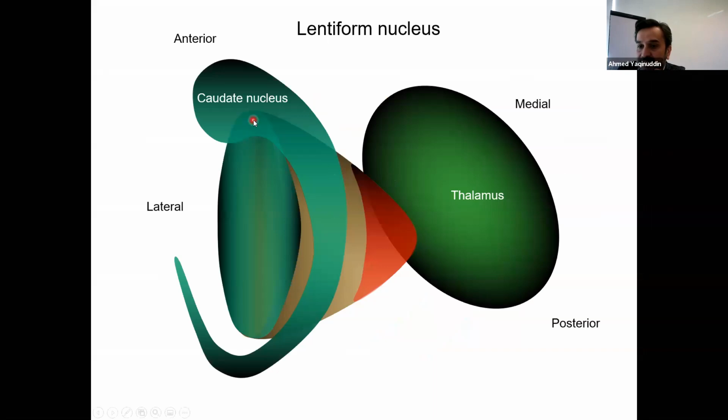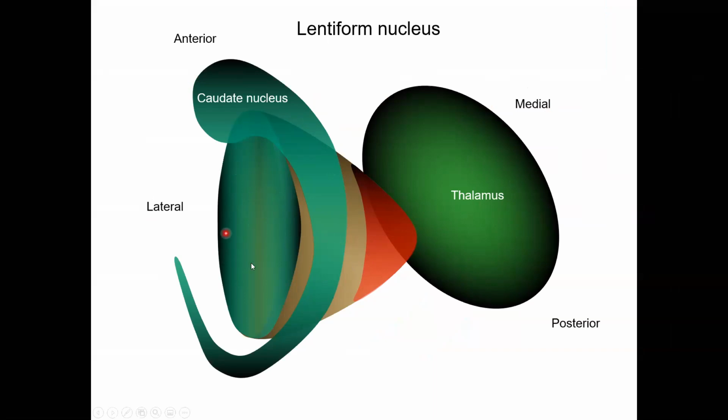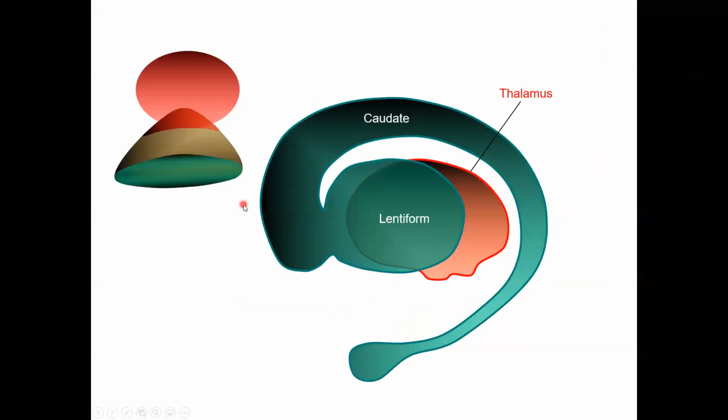So this is the lentiform nucleus. This is the thalamus. So medially located is the thalamus, laterally located is the lentiform nucleus. Over the top of the lentiform nucleus, you have the caudate nucleus passing. And we said the lentiform nucleus has two parts. The green part is the putamen.